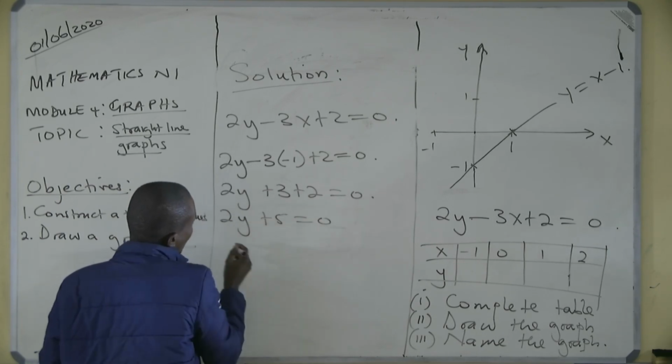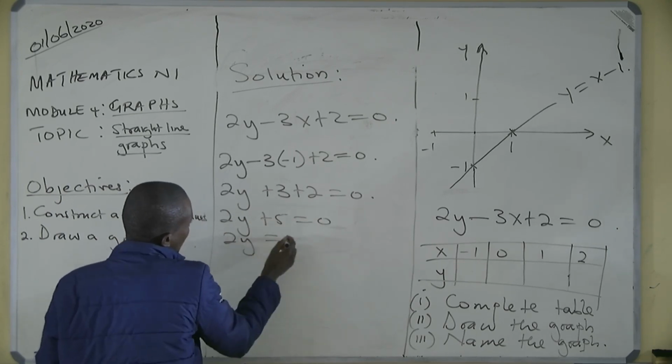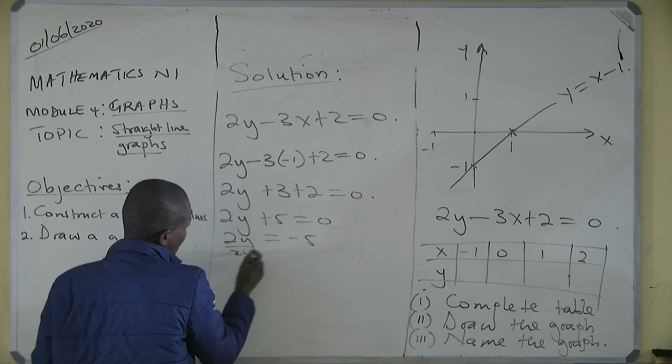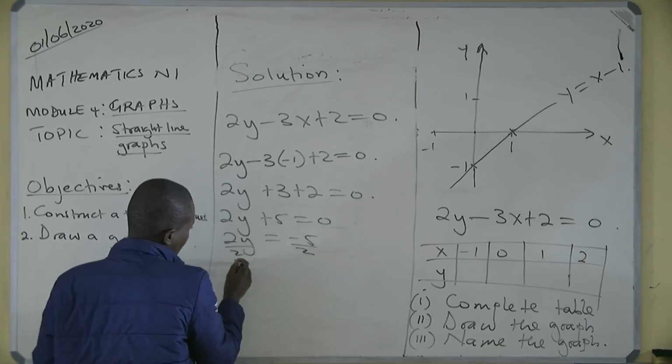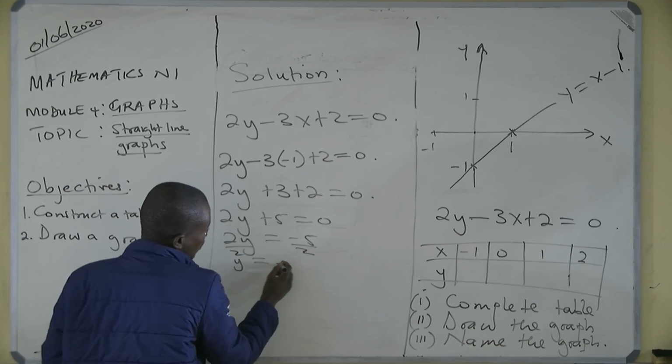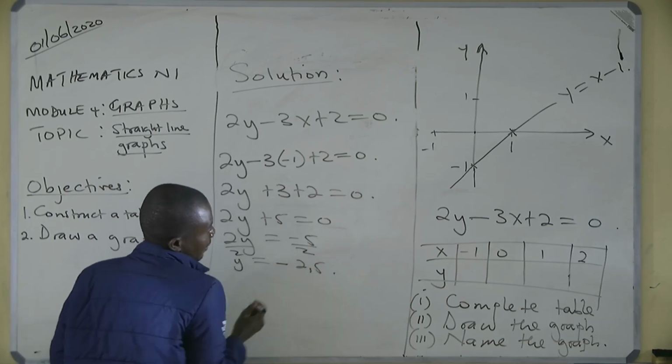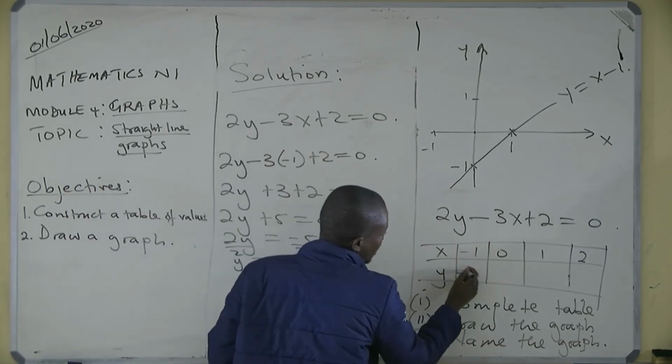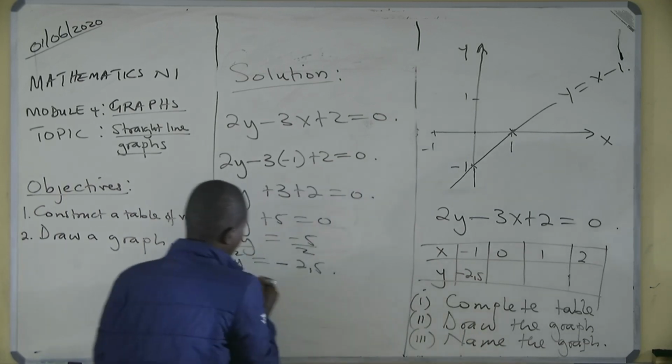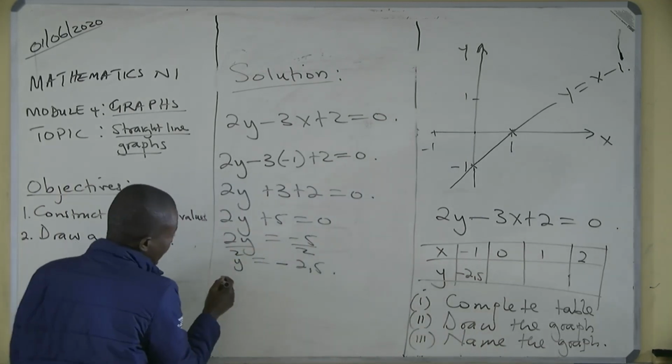In other words, 2y plus 5 is equal to 0, or 2y is equal to minus 5. Divided by 2, divided by 2, our y will be equal to minus 2.5. We come and put minus 2.5.